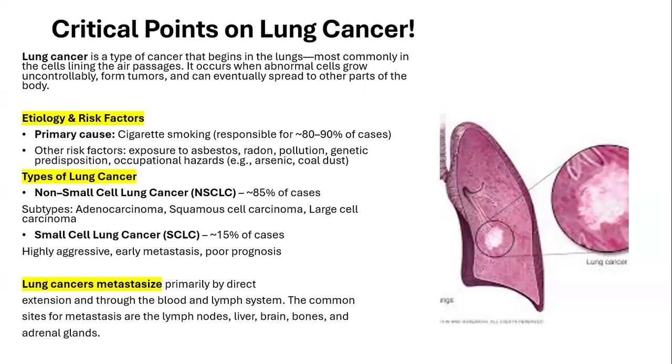You have to understand that lung cancer metastasizes primarily by direct extension and through the blood and, of course, the lymph system. The common sites for metastasis are the lymph nodes, liver, brain, bones, and also the adrenal glands. It is really important for you to understand all the critical points on lung cancer because it will help you to understand the pathophysiology of this disease and also the clinical manifestations related to this disease.